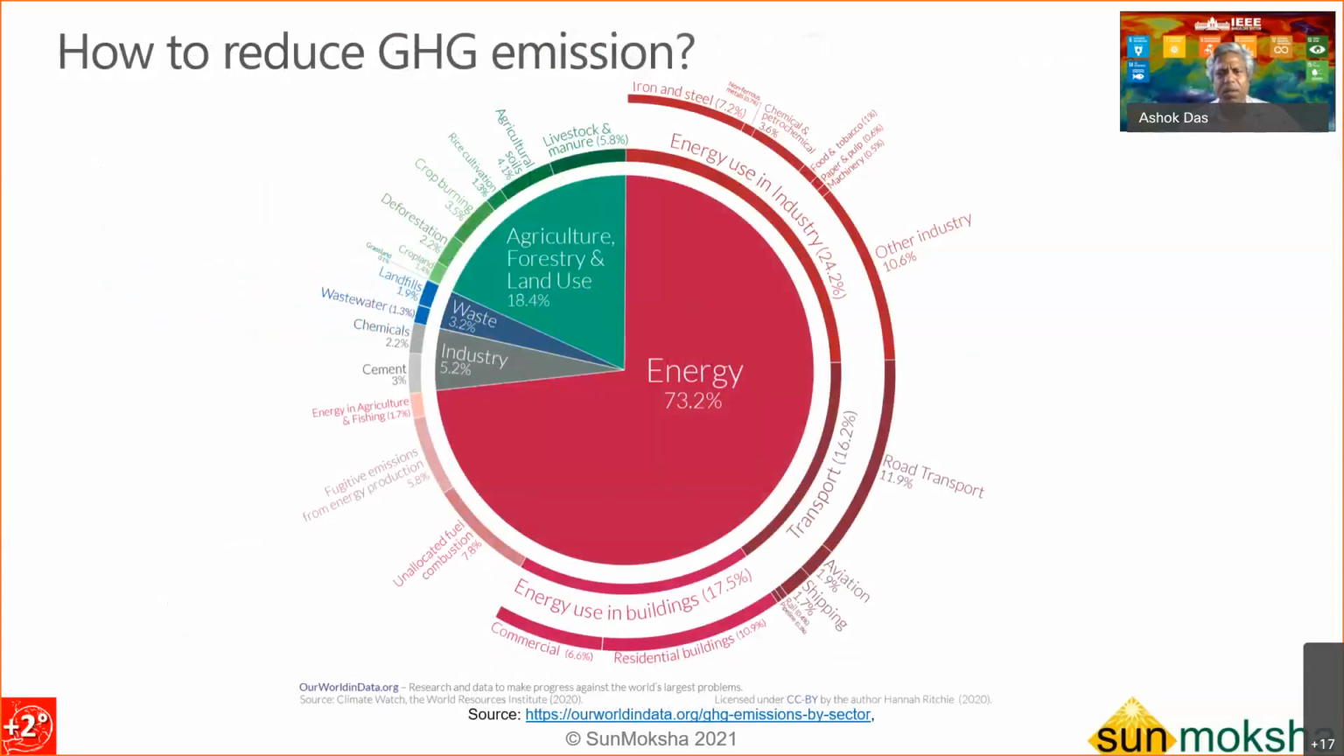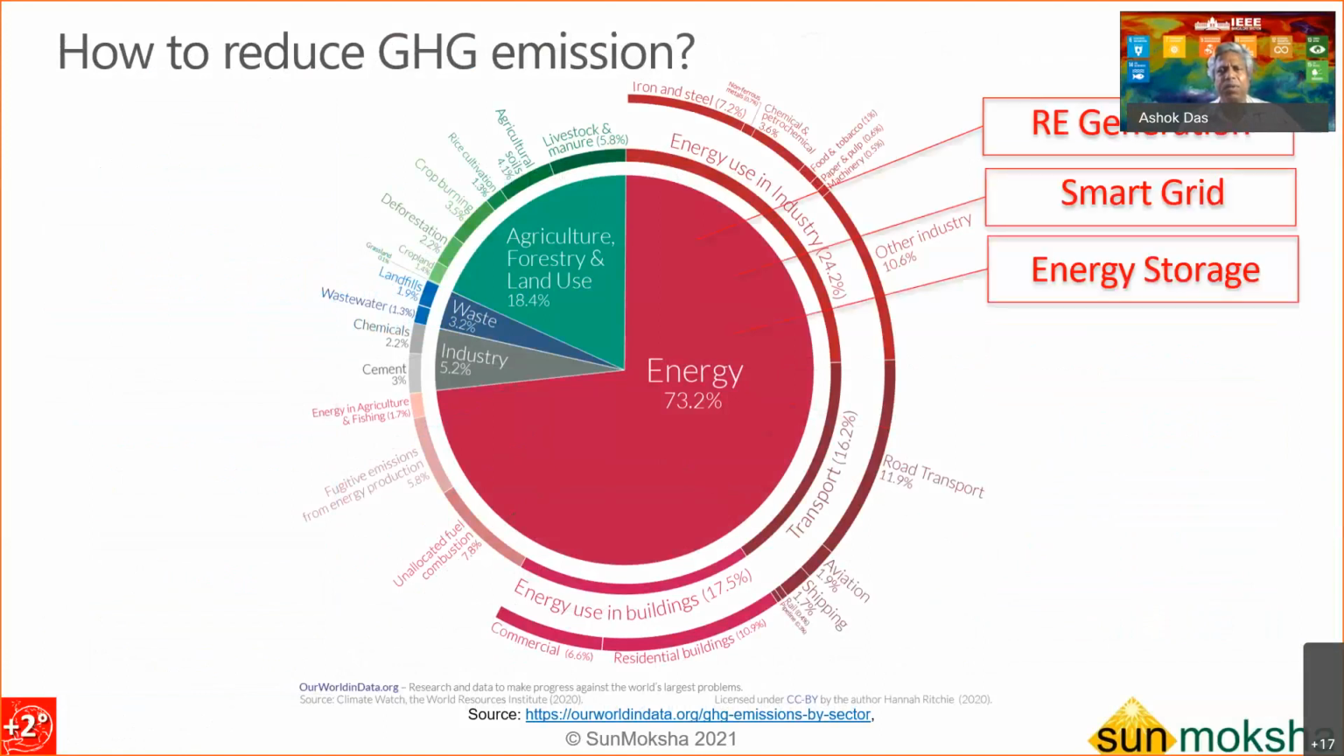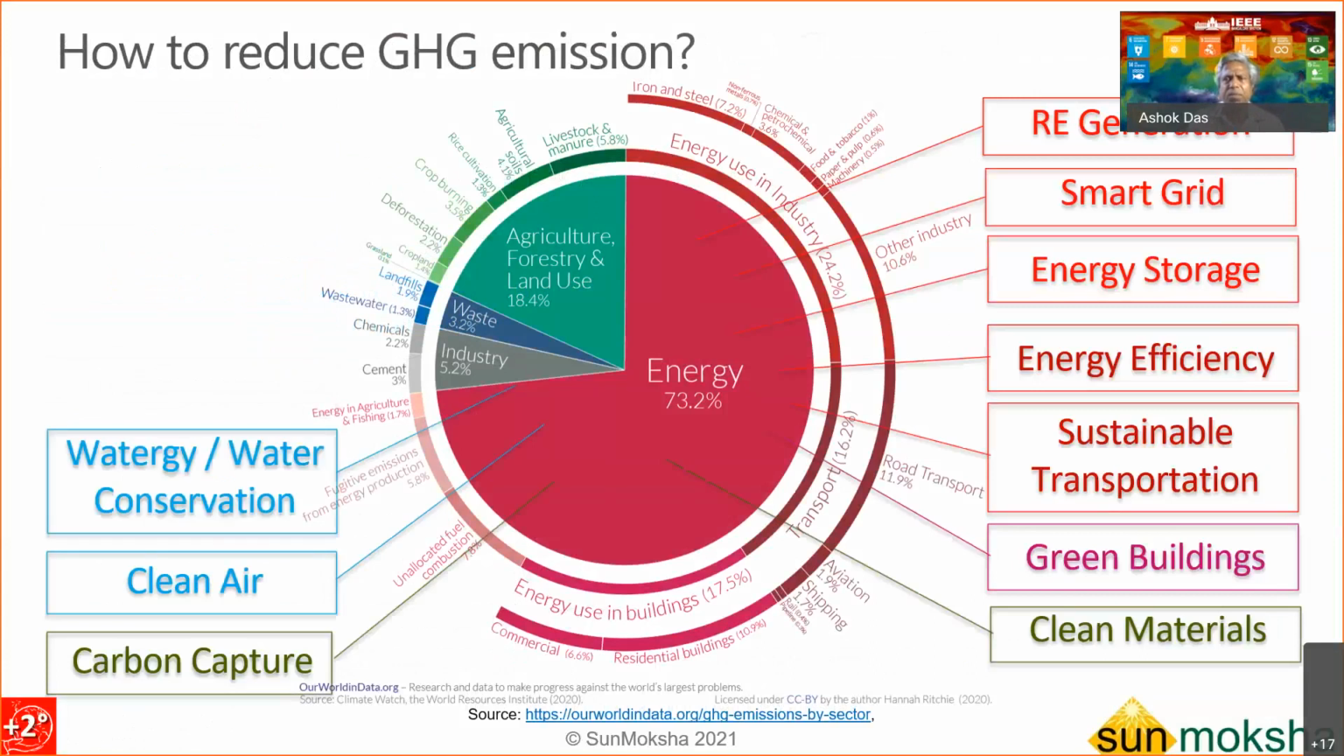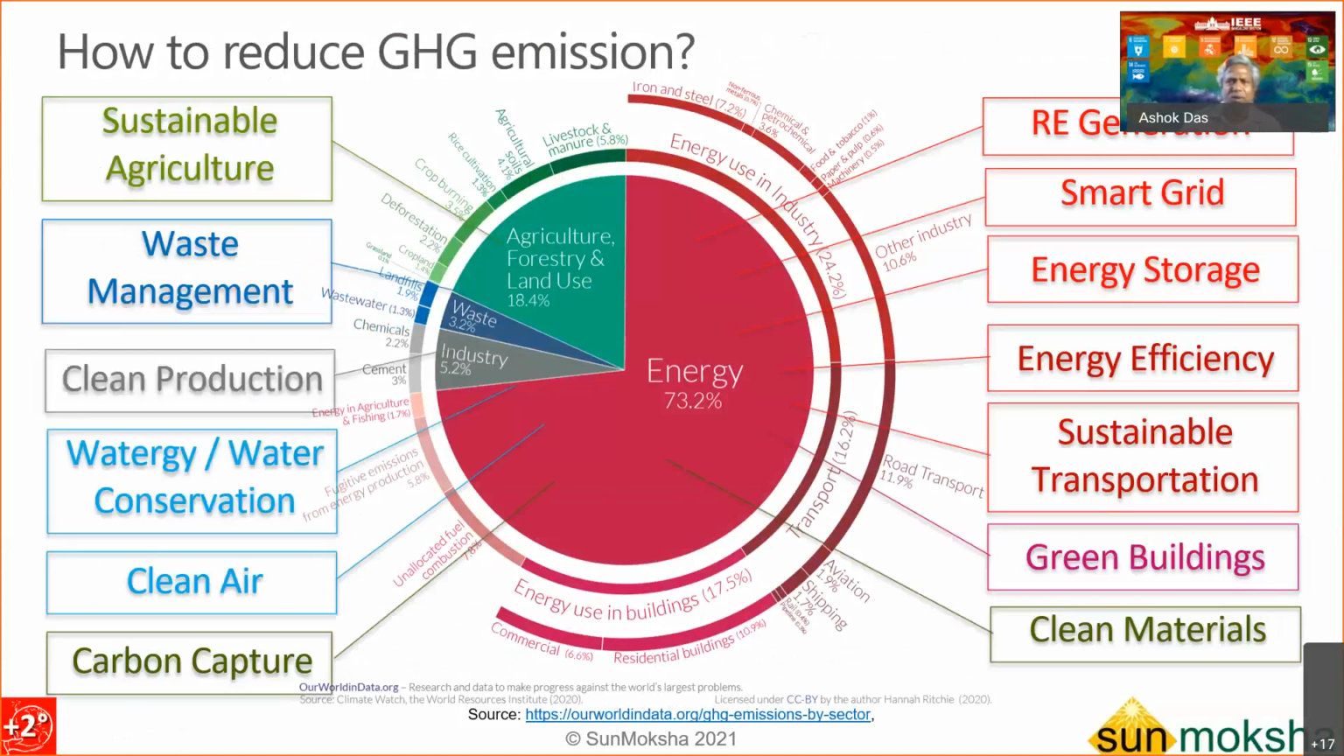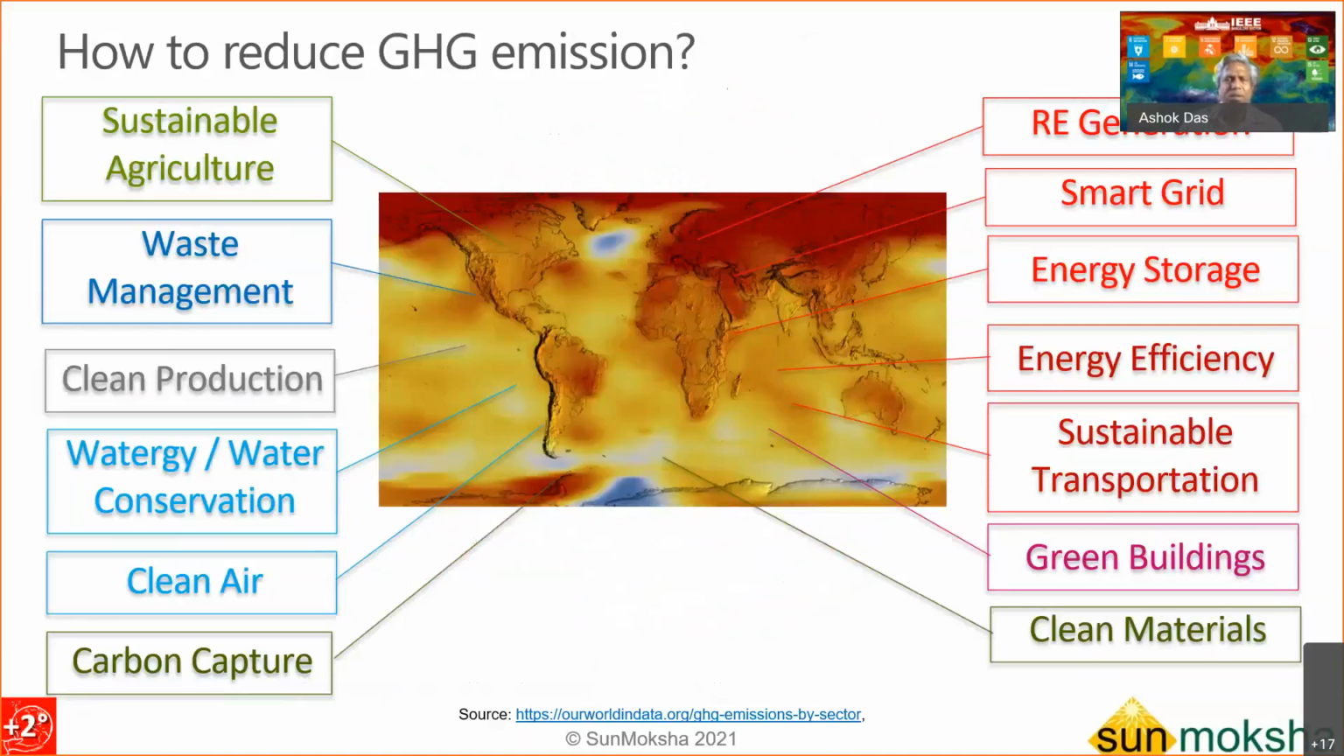So how do we reduce it? Of course, there are multiple options, starting from renewable energy generation, smart grid, energy storage, energy efficiency, sustainable transportation, green buildings, clean materials, carbon capture, clean air, water, and energy conservation, clean production, waste management, sustainable agriculture. These are the vast range of technologies and solutions that can be worked on to eventually reduce the overall emissions. And why? This is just so that this temperature image doesn't look any worse, right?